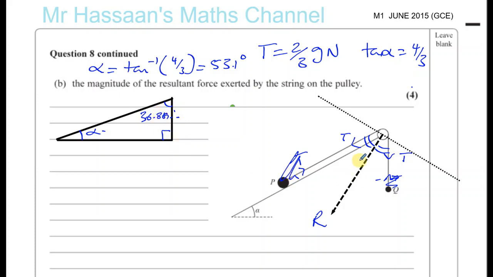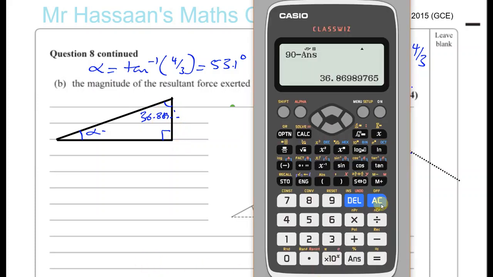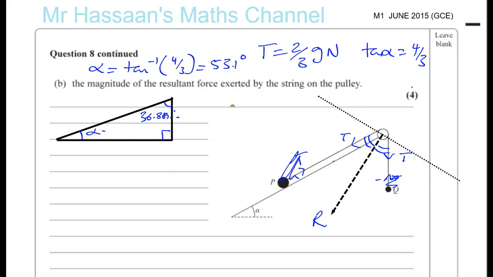Okay, so the angle we need is a half of that. So let's take this and divide it by 2. That gives us 18.435. So this angle here is 18.435, and so is this angle. All right, so we can see that the resultant force is going to be 2 times T, because both this T and that T are going to be resolved into the angle. So it's times the cosine of 18.435.